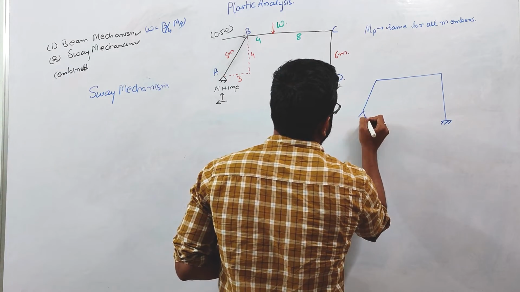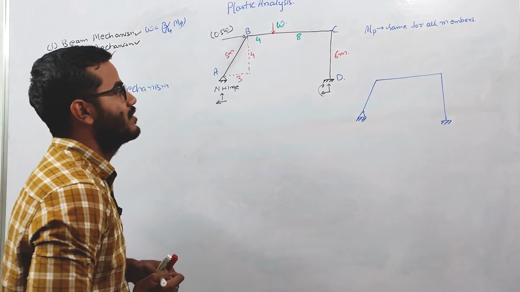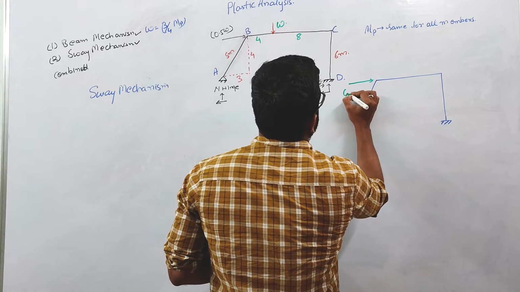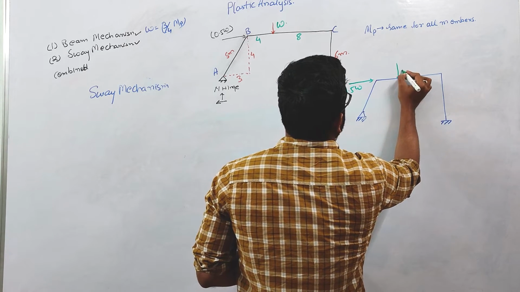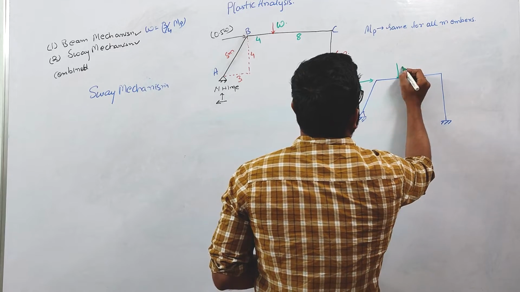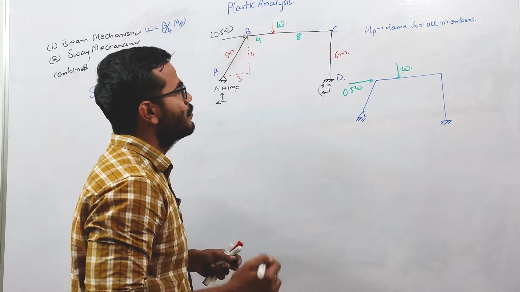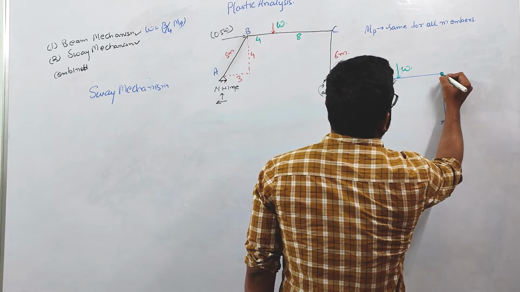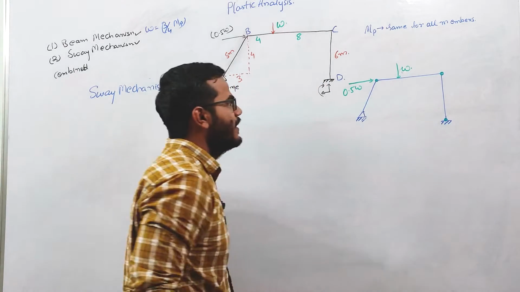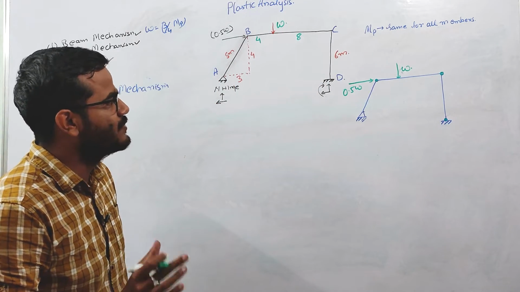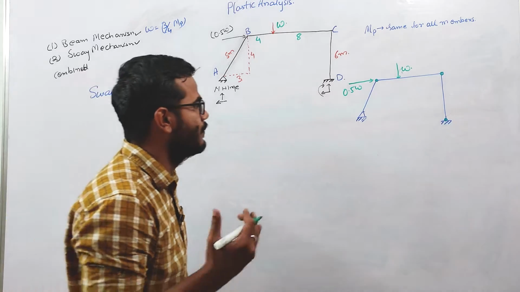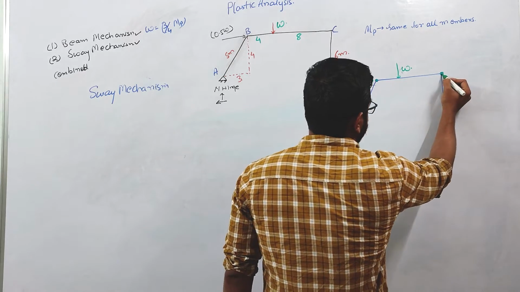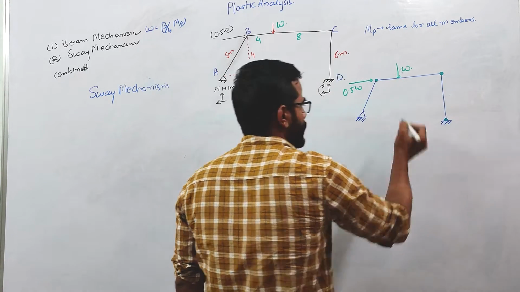This is a natural hinge, right? In the sway mechanism, one load is applied over here, 0.5 W, and here the vertical load W is applied. So when sway happens, the plastic hinge will form at this point and at this point. We have already discussed that in the sway mechanism, the plastic hinge will form at the top and the bottom of the column. Here you can see the plastic hinge is forming at the top of the column. Here also the plastic hinge will form at the top and bottom of the column.